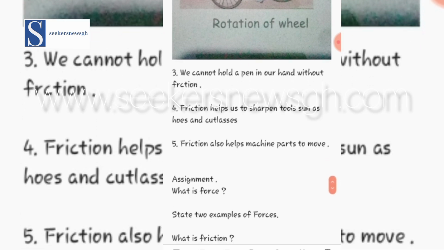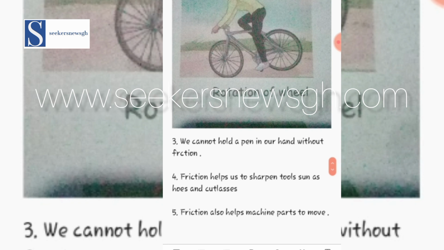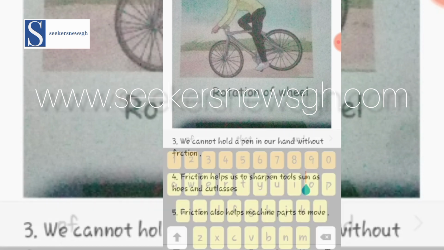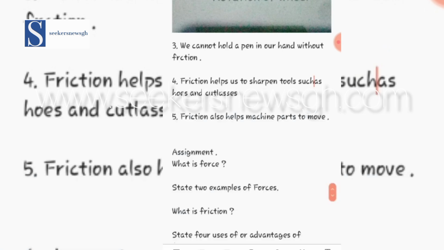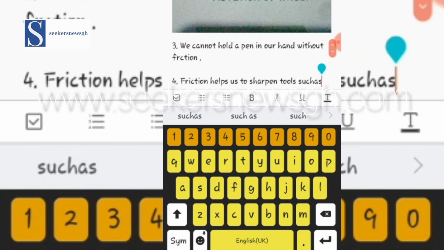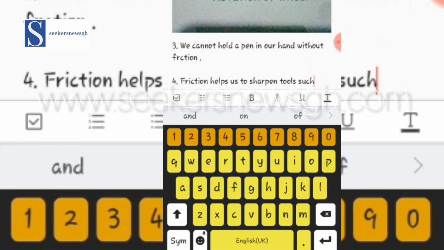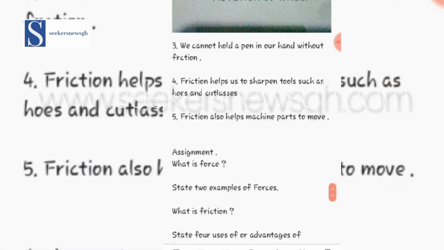Friction helps us to sharpen tools such as the hoes and cutlasses. Friction also helps machine parts to move.